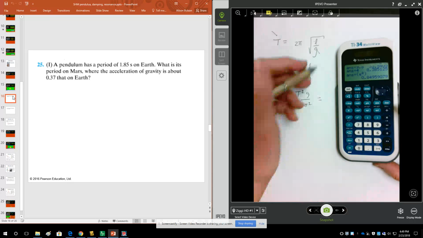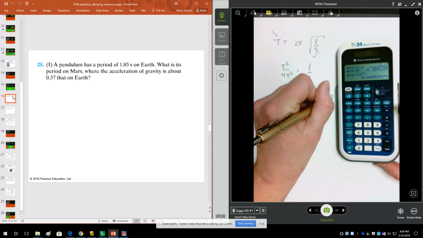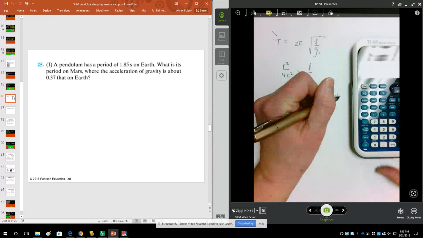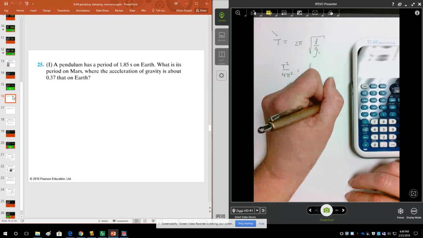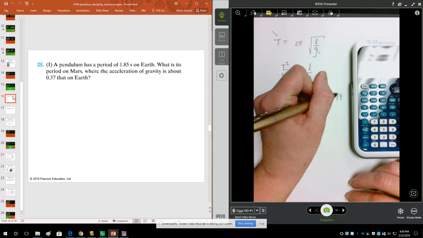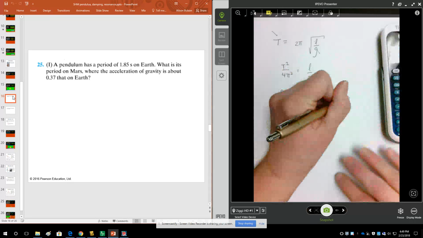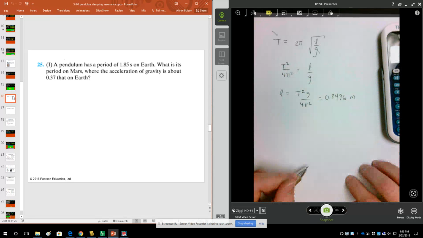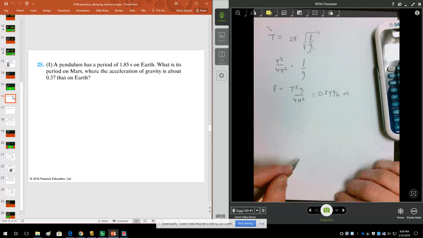All right, so the length is 0.84959, so we'll call it 0.8496 meters. I've thrown in an extra sig fig there just for kicks.